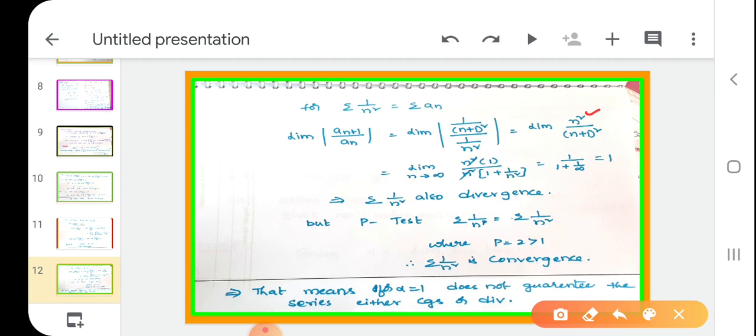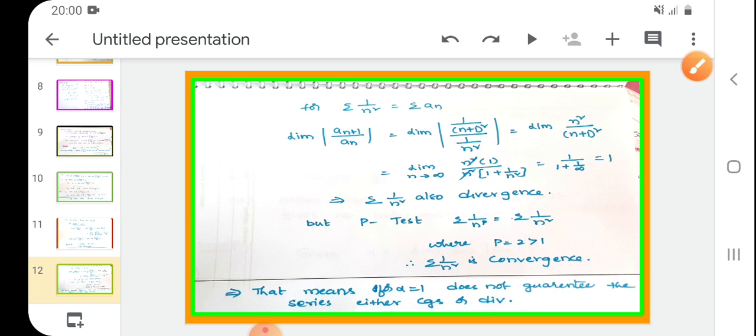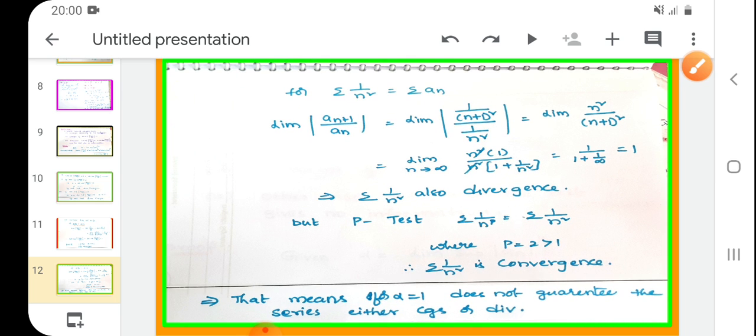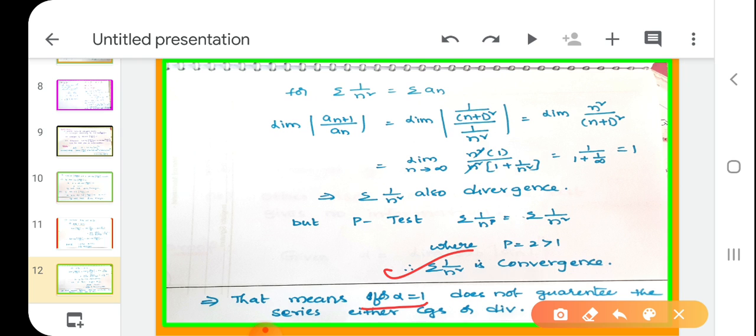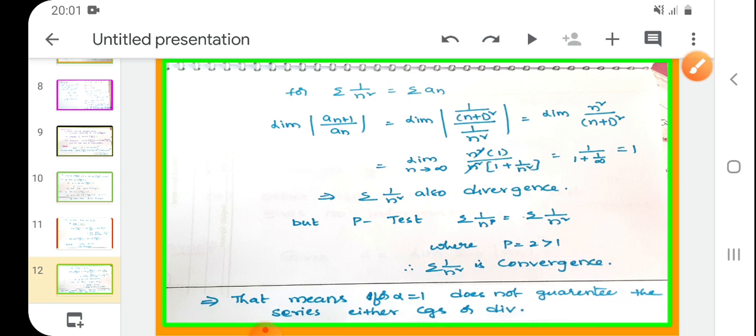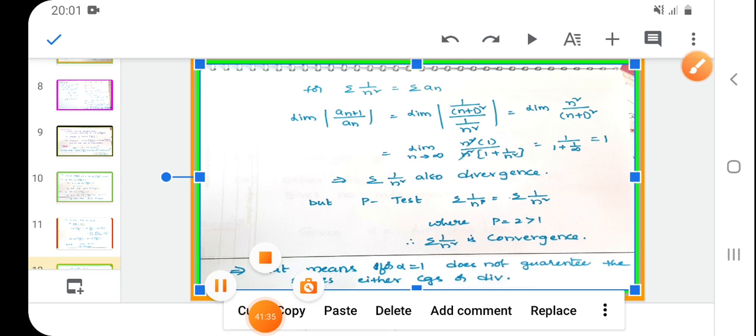Now take n square common. N square cancels. Put n equals to infinity. So I will get, here also we have alpha equals to 1. But by the p test, 1 by n square is a convergent series. That means, see the last line, for alpha equals to 1 does not guarantee the given series is either convergent or divergent. So we write test failed. Okay. Do you understand?